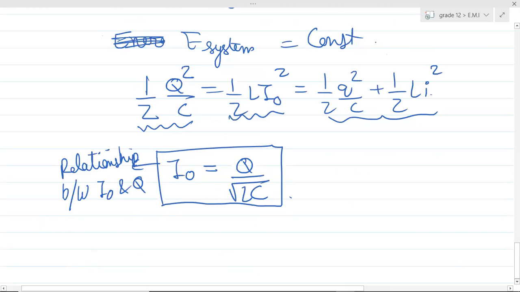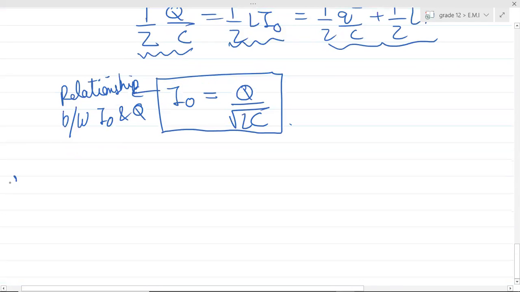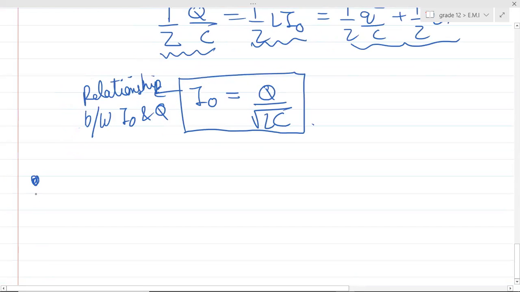Anyways, let's start. So heading डालो. Analysis of LC circuit. लिख रहा हूँ मैं. Analysis of LC oscillations.